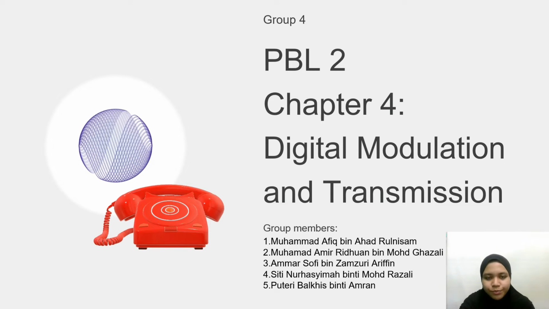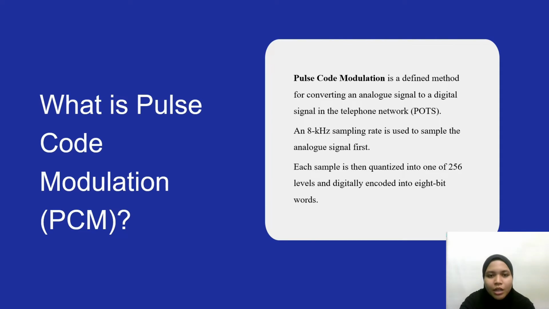Okay, so first, let me explain what is pulse code modulation, known as PCM. PCM is a method for converting an analog signal to a digital signal in the telephone network or ports. An 8 kilohertz sampling rate is used to sample the analog signal first. Each sample is then quantized into one of 256 levels and digitally encoded into 8-bit words.